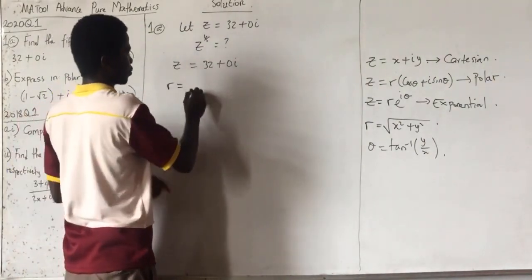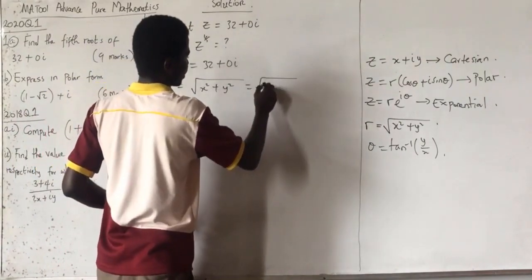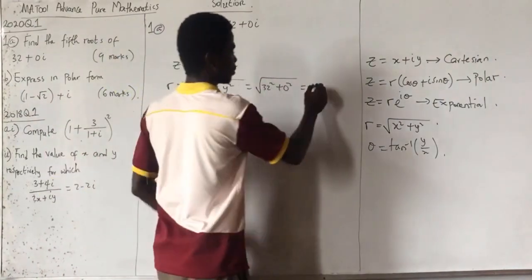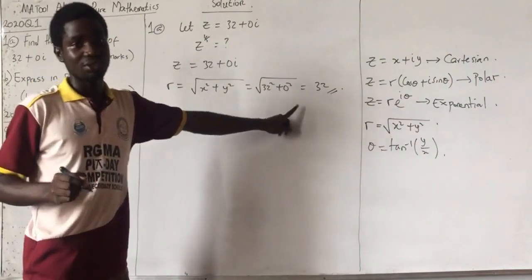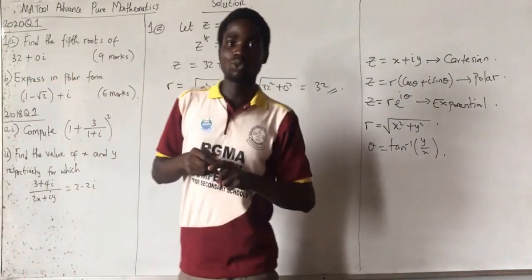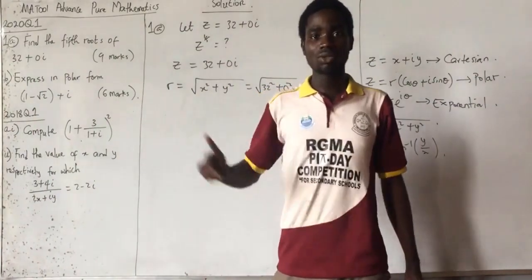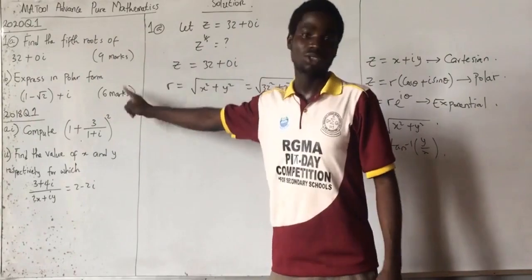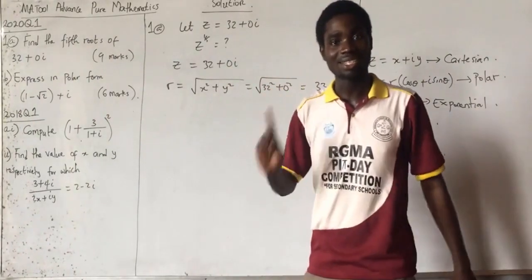r is equal to the square root of x squared plus y squared. That's the square root of 32 squared plus 0 squared. 0 squared is 0, and the square root cancels the square, so you'll be left with 32, or you can use a calculator. Now, all this I'm doing here, I'm showing you the explanation because this is a theory question. Assuming it's objective, I will still show you in another video how you can use a calculator to solve this in just a few seconds, and you will get your answer.